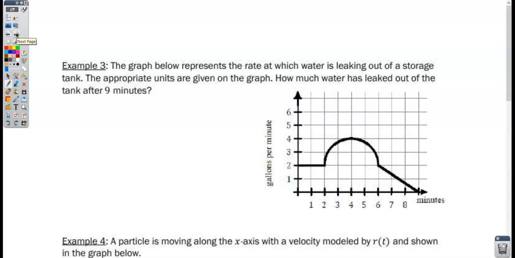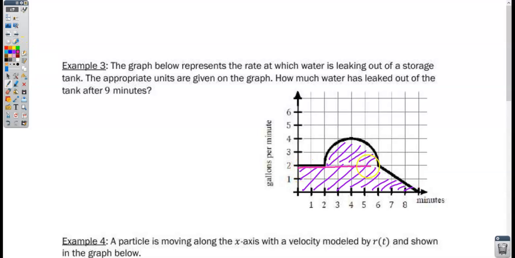Example 3, the graph below represents the rate at which water is leaking out of a storage tank. The appropriate units are given on the graph. How much water has leaked out of the tank after 9 minutes? So in those 9 minutes, we've got all of this area underneath here that we're accumulating to represent how much was spilled. And so now all I need to do is calculate what that actual area was.